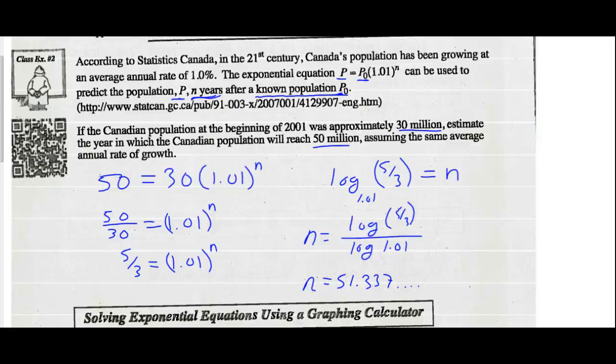Now, estimate the year in which the Canadian population will reach 50 million. So 51 years after won't quite give us 50 million, so we better say 52 years after 2001, or in 2053. All right.